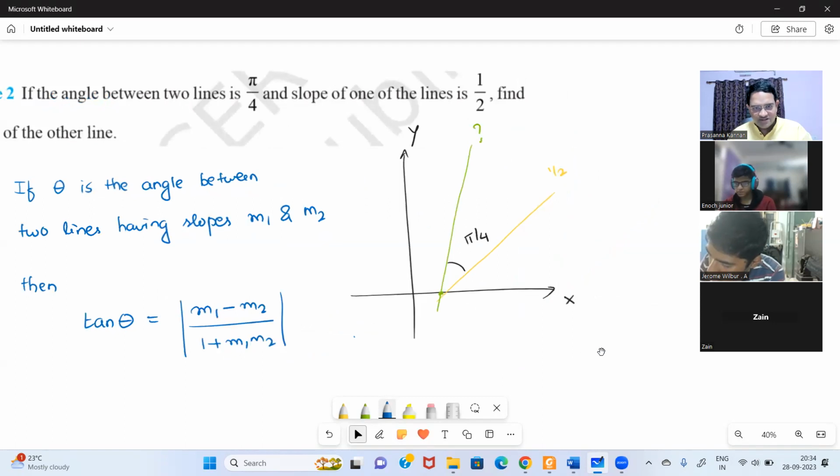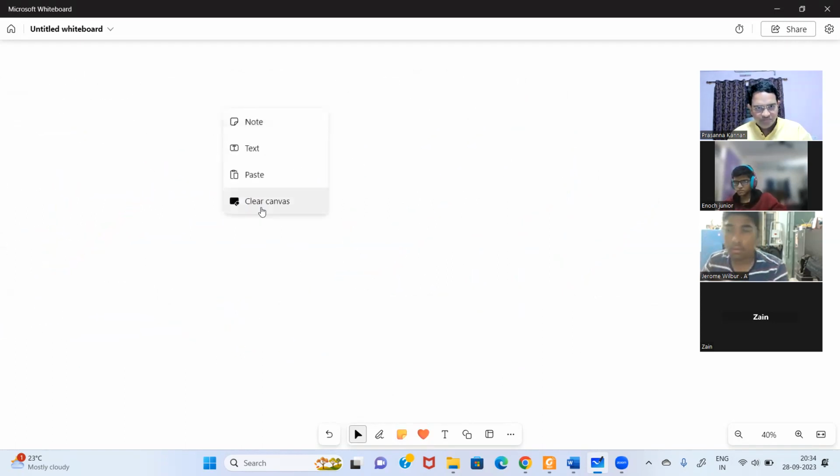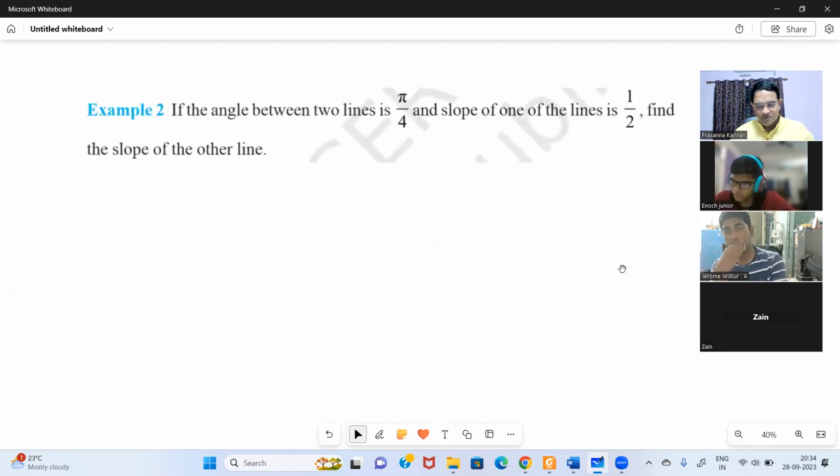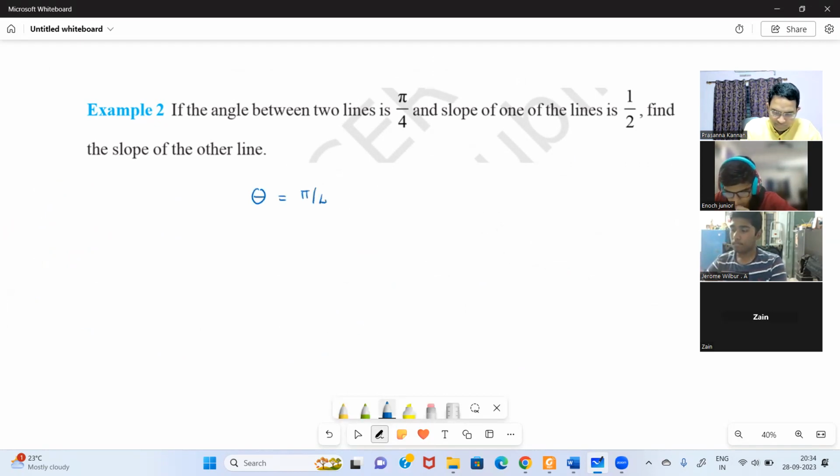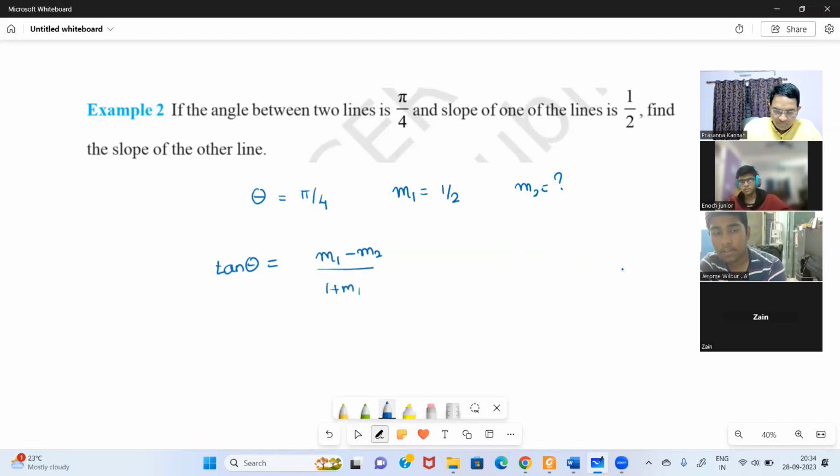Now, what is the angle between the two lines in this case? Pi by 4. Yes. So theta is pi by 4. And what is the slope of one of the lines? 1 by 2. Okay. m2 I don't know. m2 let it be question mark. We don't know what it is. Okay, we have to answer. So we know that the formula is tan theta is equal to, come on, tell me, m1 minus m2 divided by 1 plus m1 into m2 modulus. Modulus, right? So if I'm removing the modulus, that means this value can be plus or minus.